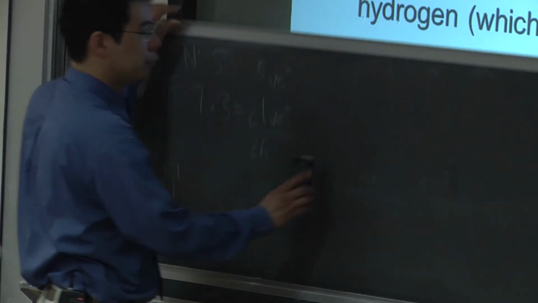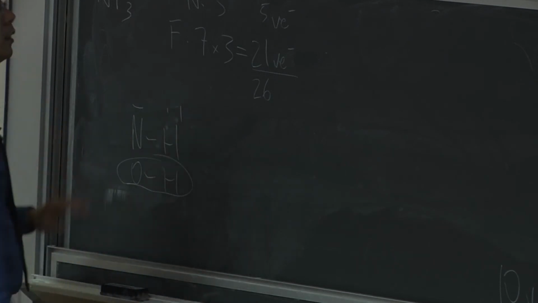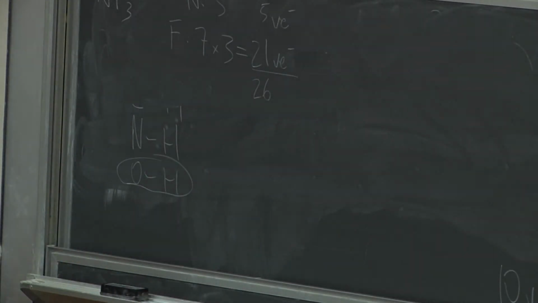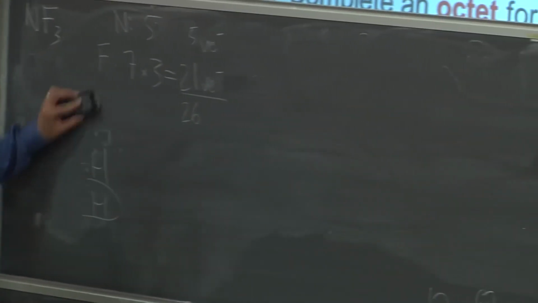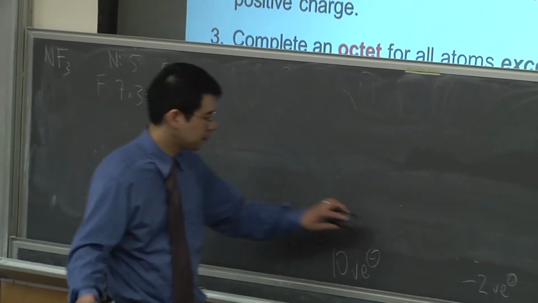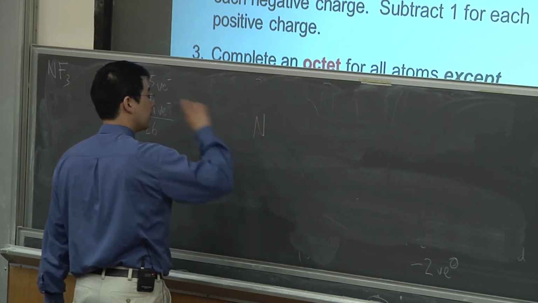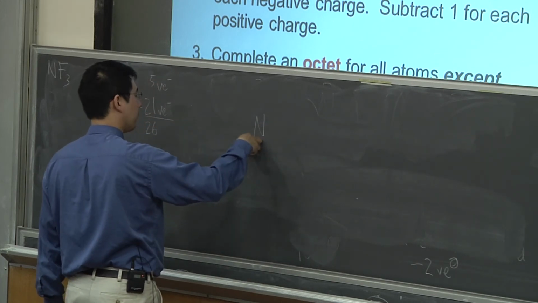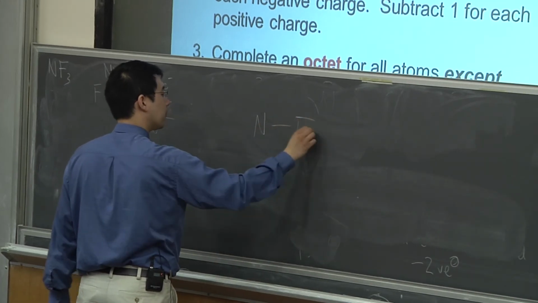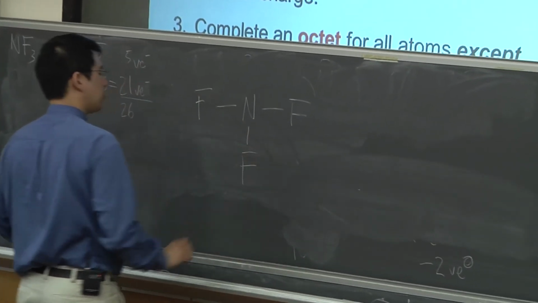So the first thing we're going to do is draw a skeletal structure with the least electronegative element in the middle. Which is the least electronegative? It's got to be nitrogen, because fluorine is the most electronegative out of everybody. So nitrogen's got to be in the middle. Another hint is there's only one of them, whereas there's 3 fluorines. And we're going to draw our skeletal structure.